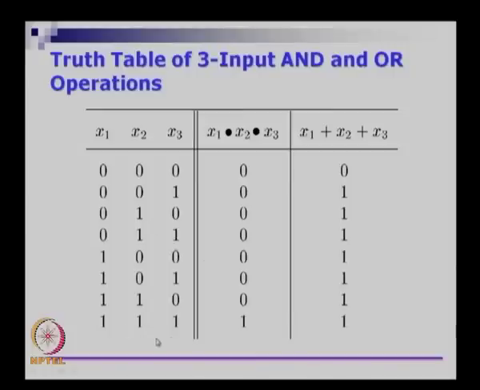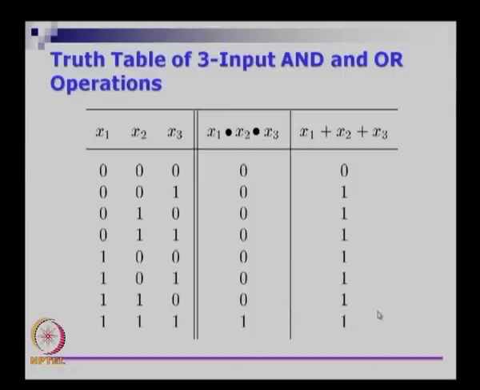Here what we have is a 3 input AND function and a 3 input OR function. The interpretation of 3 input AND is, imagine 3 switches which are in series. If all of them are turned on, only then the output will be 1, the lamp will glow. Even if one of them is off, which happens in these 7 cases, the lamp will not glow and therefore the output is 0. So that is the interpretation for a 3 input AND.